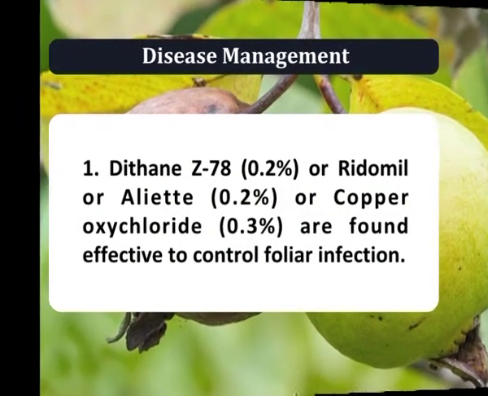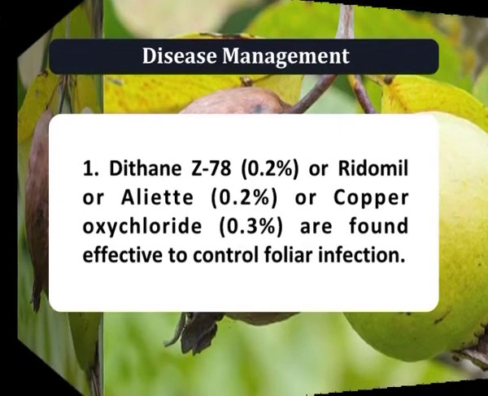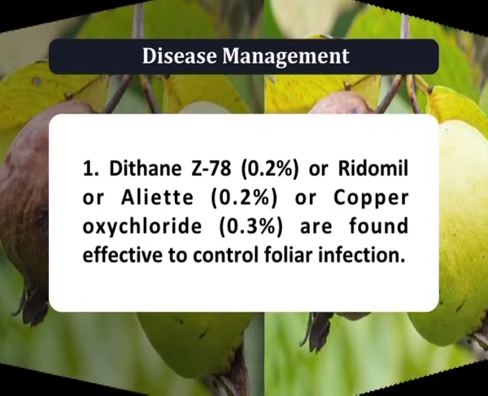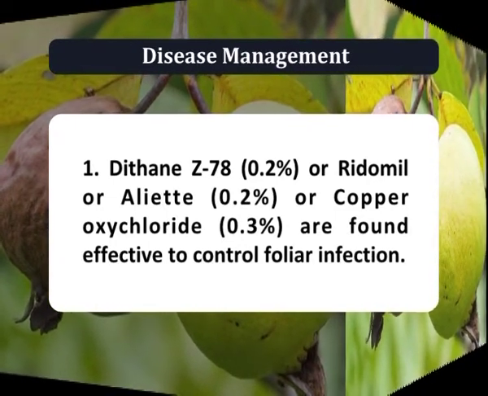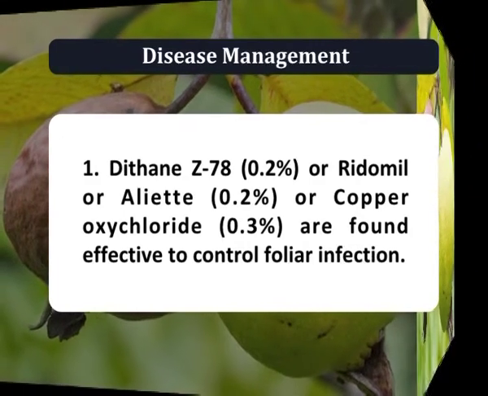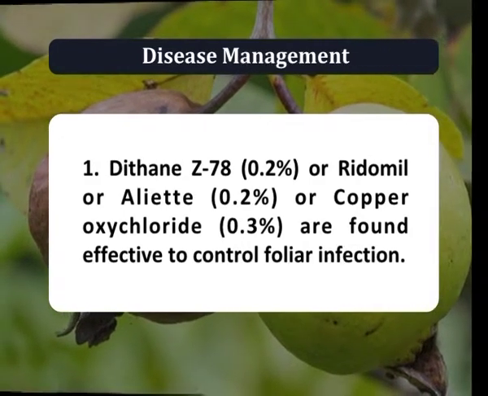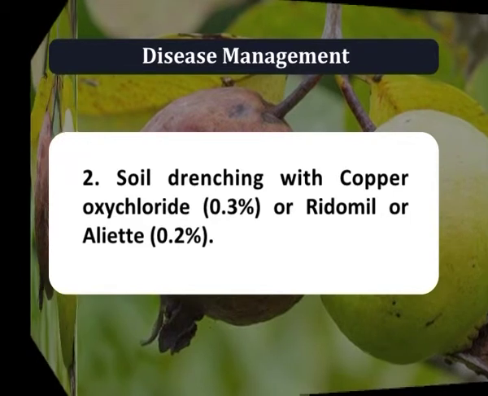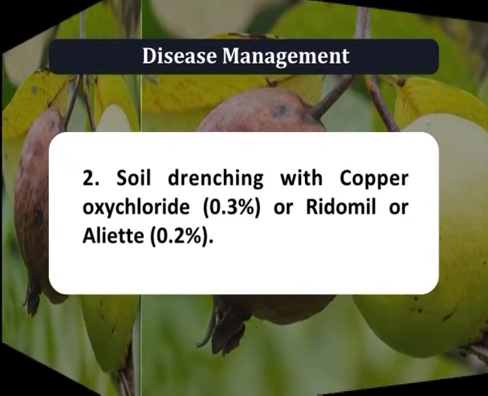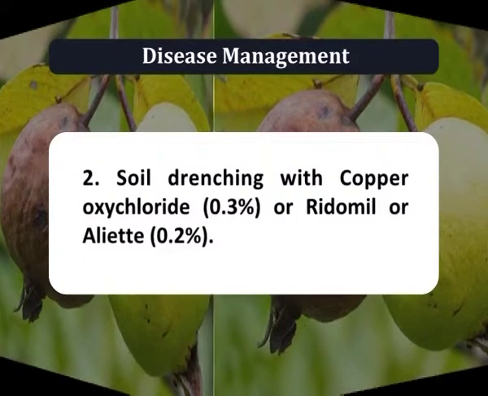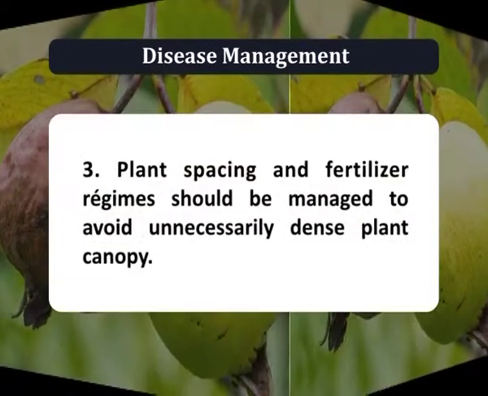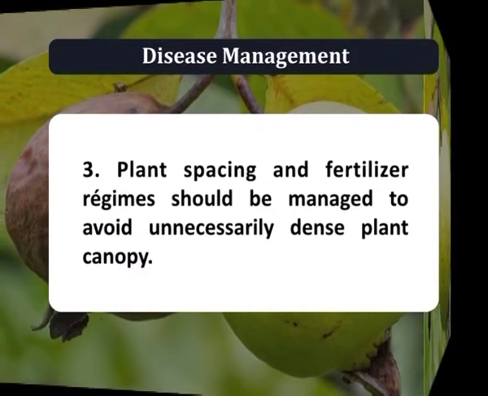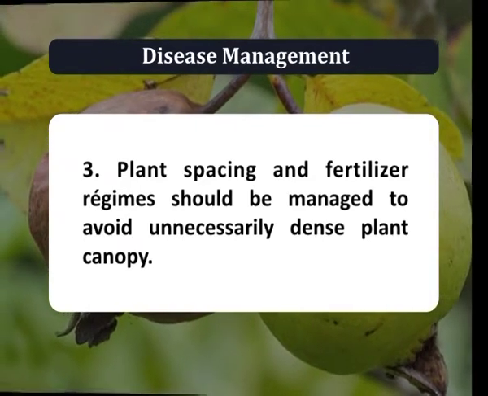Next is the management of the disease. Dithane Z-78 at the rate 0.2% or Ridomil or L-80 at 0.2% or copper oxychloride at the rate 0.3% are found effective to control foliar infection. Soil drenching with copper oxychloride at the rate 0.3% or Ridomil or L-80 at the rate 0.2%. Plant spacing and fertilizer regimes should be managed to avoid unnecessarily dense plant canopy.